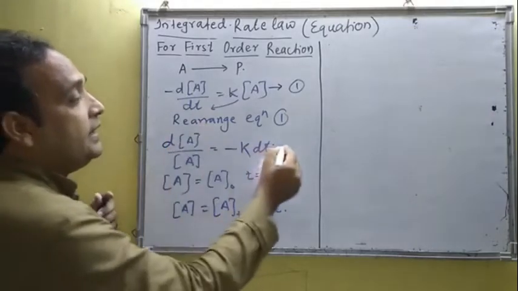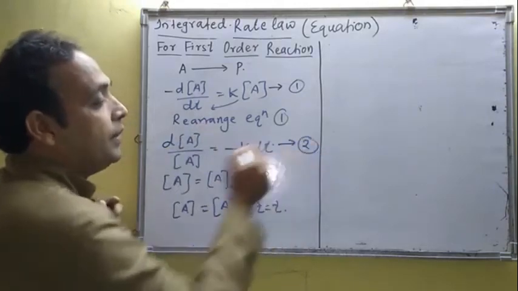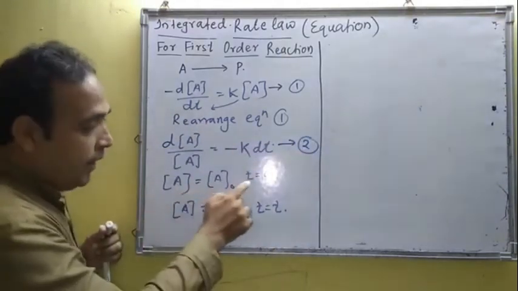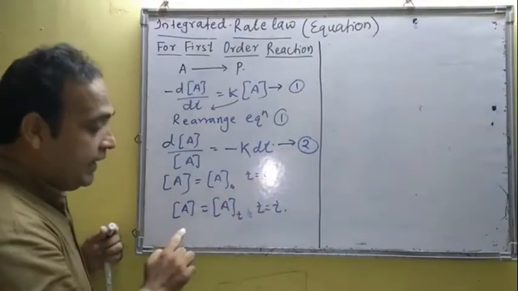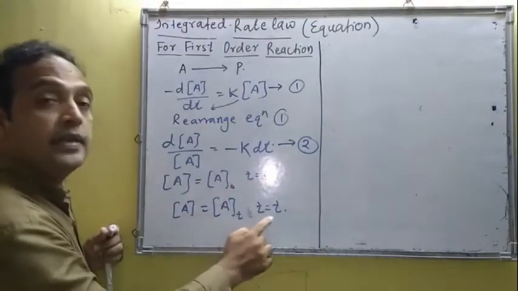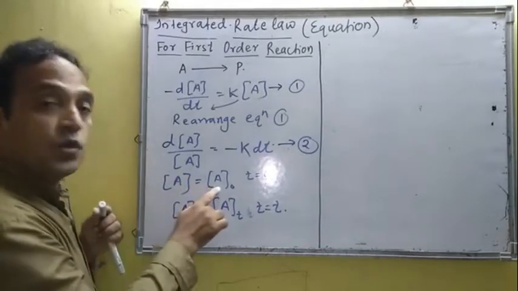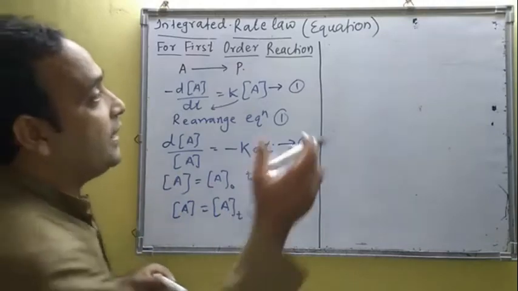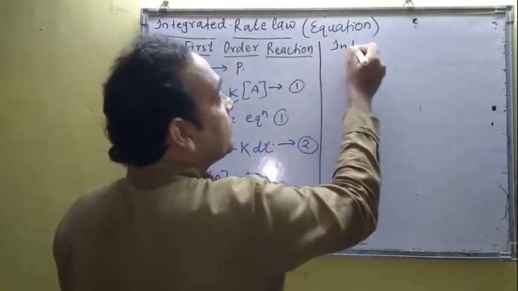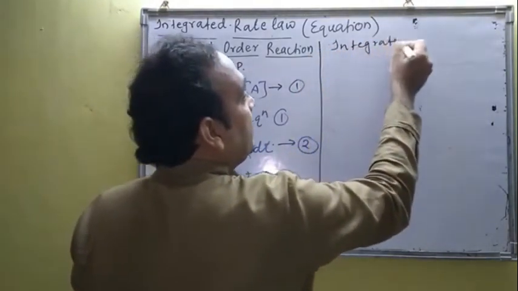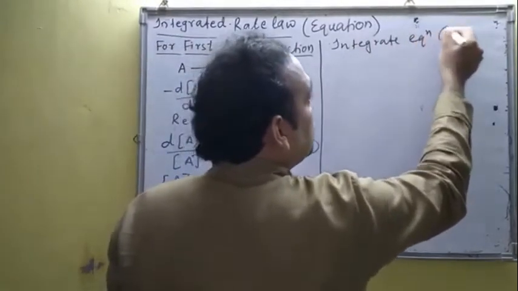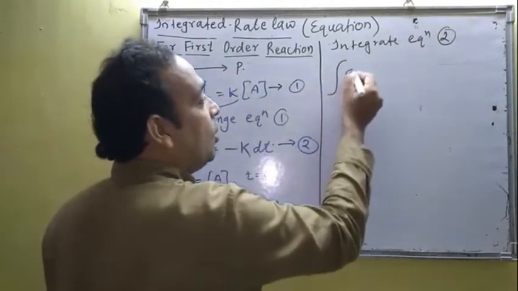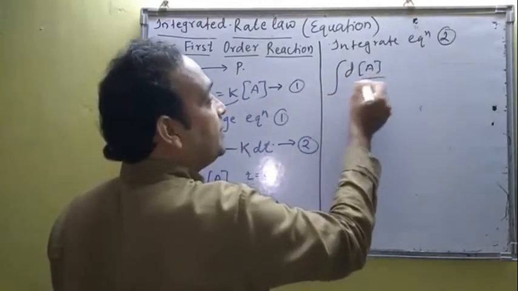Now integrate this equation, that is equation number 2, within the limits A is equal to A0 when time t is equal to 0 and A is equal to At when time t is equal to T. Meaning A0 is my lower limit and At is my upper limit. So here we integrate equation number 2, the integral of dA by A.